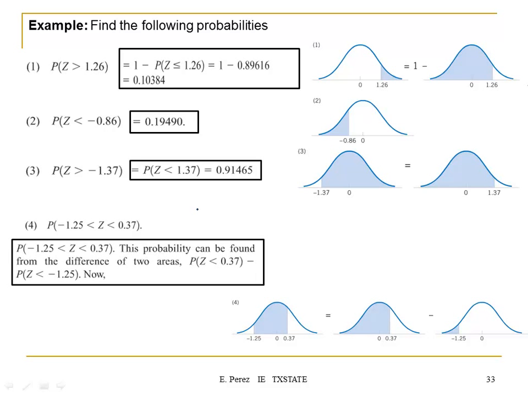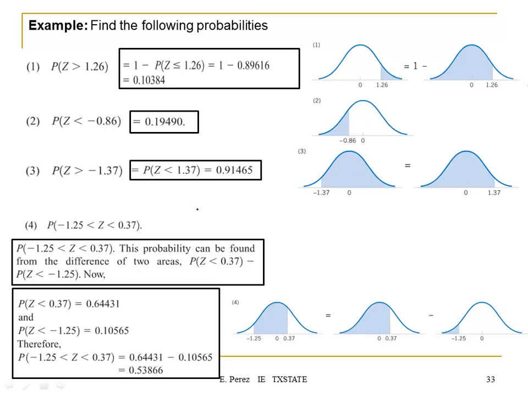Okay? So this probability can be found by the difference of the two areas, this one and this one. And when you find those probabilities, for 0.37 is 0.64, for negative 1.25 is 0.1056. So when you look at the difference, the probability is 0.5386.